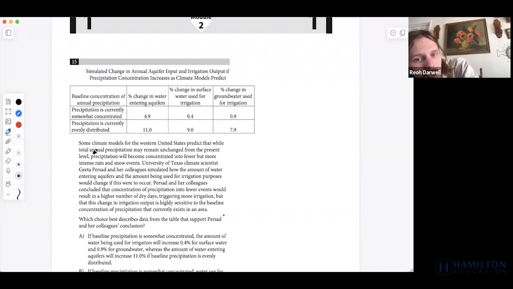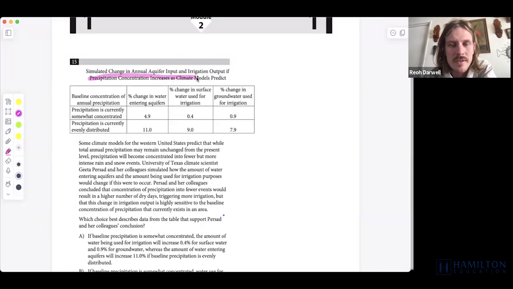or changing styles of precipitation, even if the quantity of precipitation we receive may remain the same. So here, what is our graph saying? I'm just going to explain this graph because it is a little bit tricky. If precipitation concentration increases, what changes will we see in aquifer input and irrigation output? This is in locations where precipitation is currently somewhat concentrated. So what does this mean? Concentrated precipitation, right? When we see down here in the text, concentration means precipitation is in fewer but more intense rain and snow events.